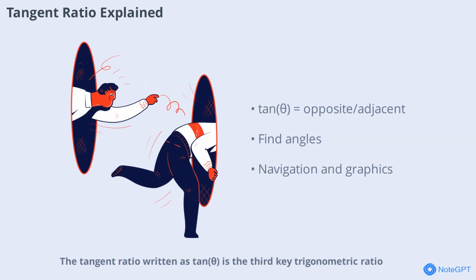The tangent ratio, written as tan θ, is the third key trigonometric ratio. It's defined as the length of the opposite side divided by the length of the adjacent side. Tangent is especially useful when you know two sides of a triangle and need to find an angle. It's also used in navigation, surveying, and even in computer graphics.